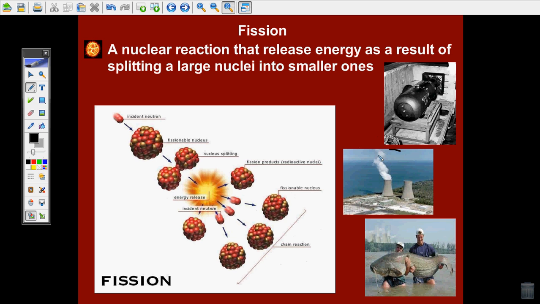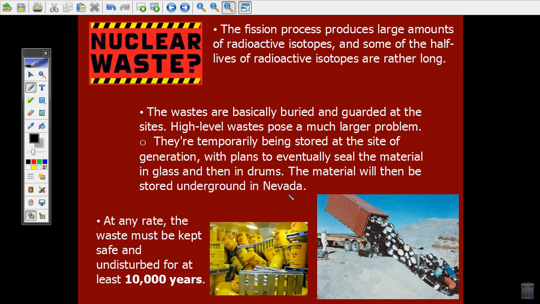Now we have 2 nuclear power plants in Texas. And I think this is funny. You see this huge monster fish downstream of this nuclear power plant. That's because of the nuclear waste.